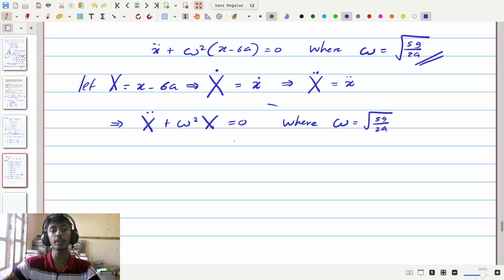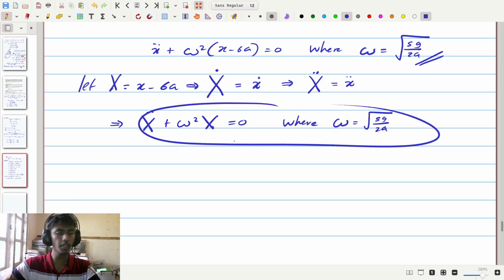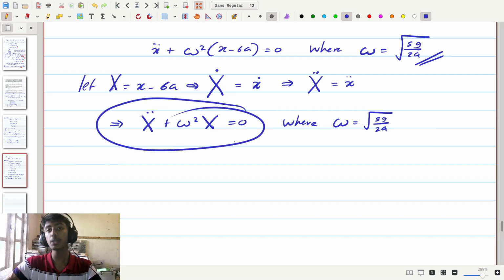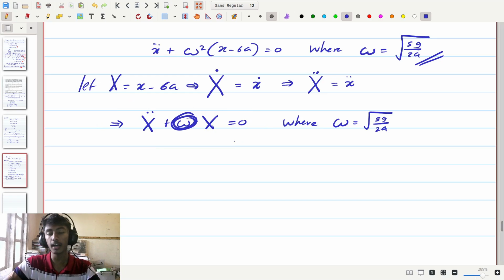So now we have done our substitution. Now when we do the substitution, we can see we have the form of the second derivative of a variable plus omega squared times that variable equaling 0. This is the principal equation of simple harmonic motion, and due to this we can say that this omega is actually the angular velocity corresponding to the simple harmonic motion that we have here.